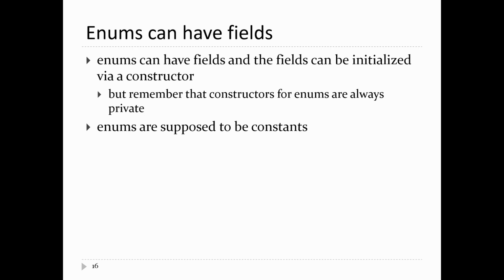And now you actually get more because enumerated types are just objects. Objects are allowed to have information. So your enumerated types are allowed to have fields, and the fields can be initialized via a constructor. Now your constructors, though, are private, so we'll see how this works in a second.